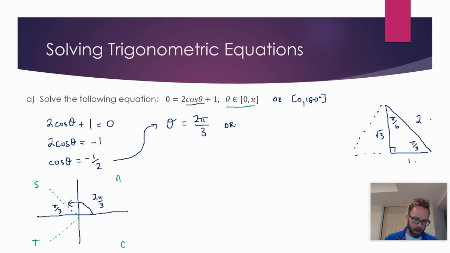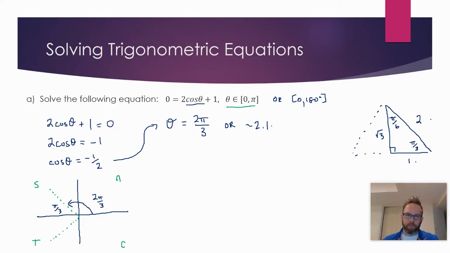So 2 pi divided by 3 is about 2.1. And if your calculator is in radians mode and you did the inverse cosine of negative 1/2, you get the same value. You guys can't see my calculator. Maybe you can. There it is. Same exact thing.